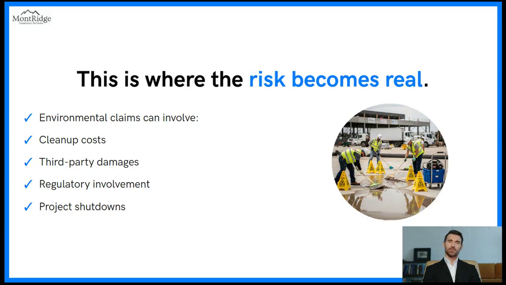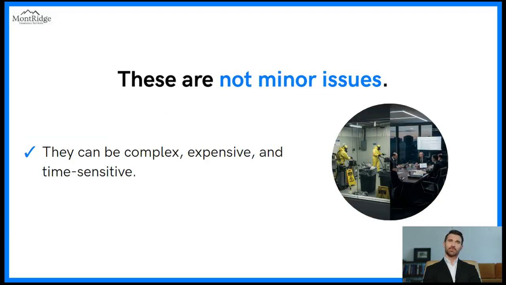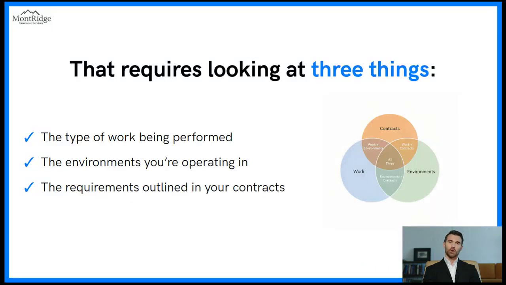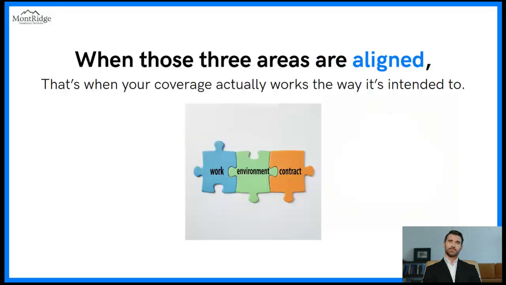Environmental claims can involve cleanup costs, third-party damages, regulatory involvement, project shutdowns. These are not minor issues. They can be complex, expensive, and time-sensitive. So the way to approach this is not just by asking, do I have pollution liability insurance? The better question is, does my coverage actually match my exposure and my contractual obligations? That requires looking at three things: the type of work being performed, the environments you're operating in, and the requirements outlined in your contracts. When those three areas are aligned, that's when your coverage actually works the way it's intended to.